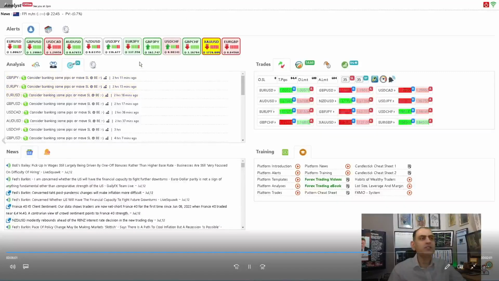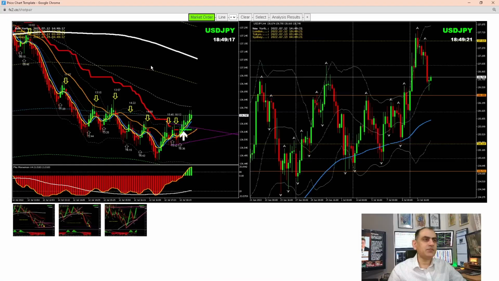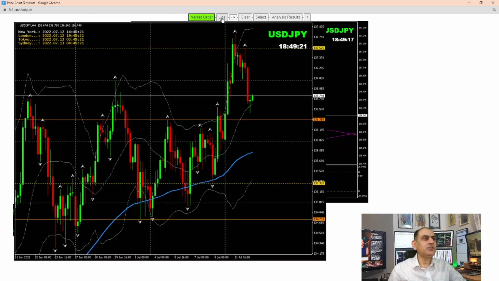The trade of the day was the dollar yen. That was pretty straightforward, guys. Beautiful trade on dollar yen. And if you look at the 4-hour, that's what I explained to my traders this morning.